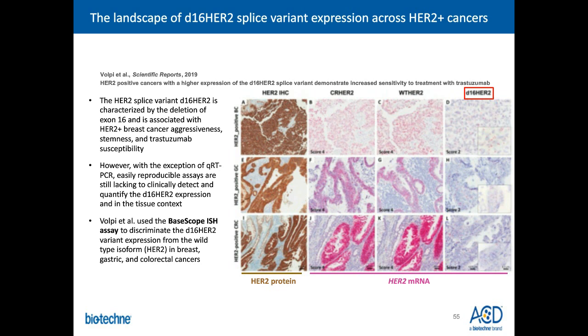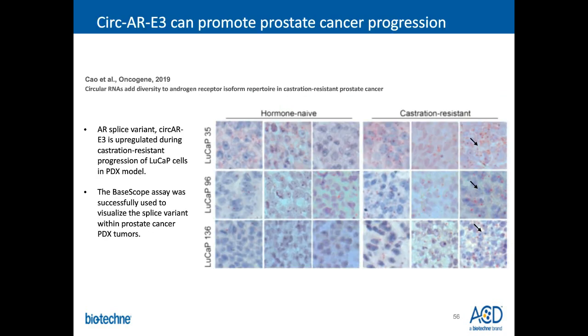Similar in this particular case, this group of researchers used the BaseScope assay to visualize the expression of circRNA of androgen receptor. Now, this particular splice variant of androgen receptor is seen to be highly expressed in castration-resistant prostate cancer compared to a less aggressive prostate cancer. Again, highlighting the role of this particular splice variant in promoting growth of this prostate cancer tumor.